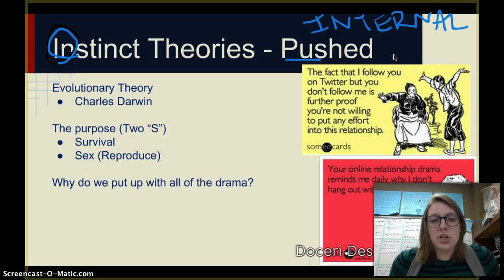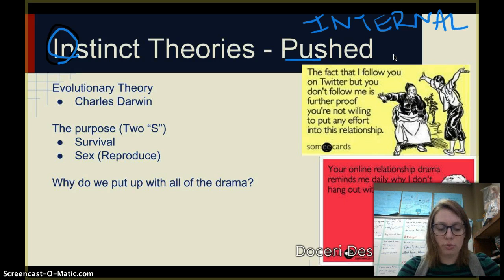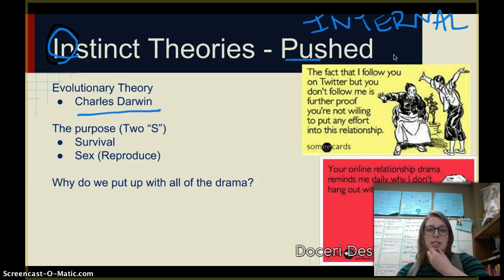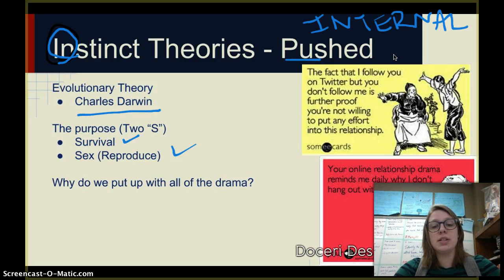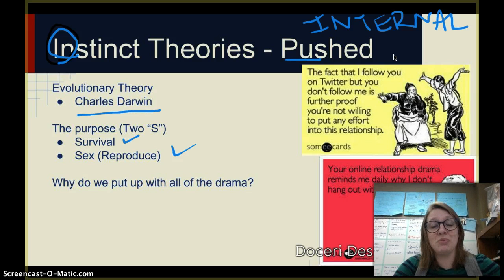Okay, evolutionary theory. Charles Darwin, we've all heard of this guy, right? Survival of the fittest. He argues that there are two things that motivate you to do anything. One is survival, you don't die, and two is to reproduce, to further the species. So there are a lot of good things about this theory, right? It's nice and clean and simple and neat, and it satisfies a lot of our issues.